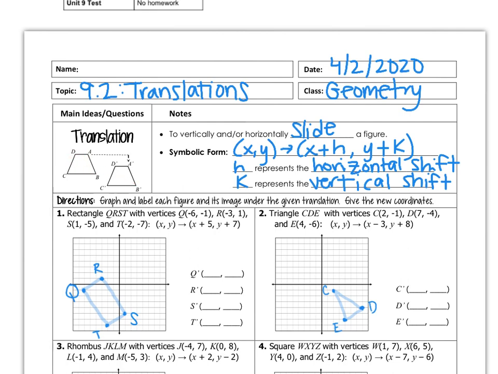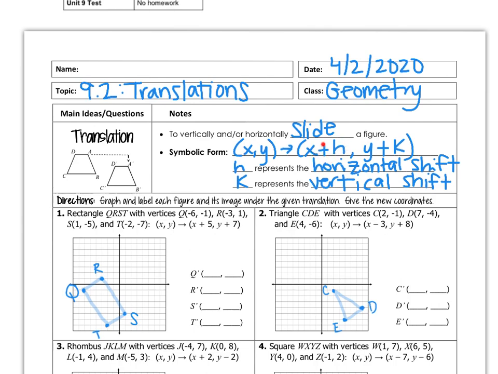So symbolically, we're going to be looking at our coordinates again to do this. With our x coordinate, we're going to be adding an h to it. H will represent our horizontal shift. And then with our y coordinate, we're going to be adding a k. K is going to represent the vertical shift. Pay attention to the signs.